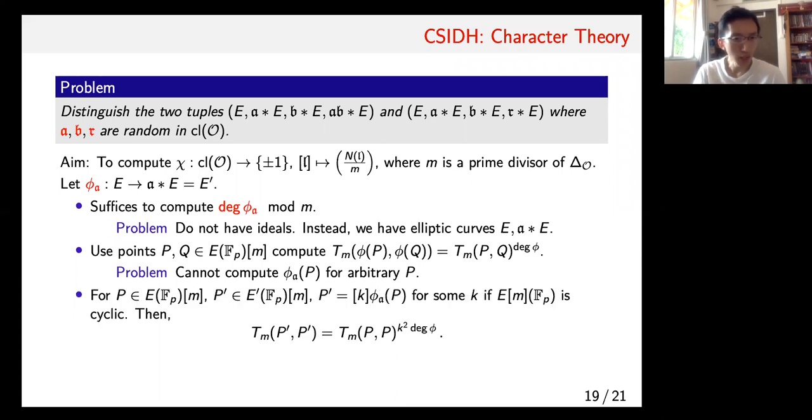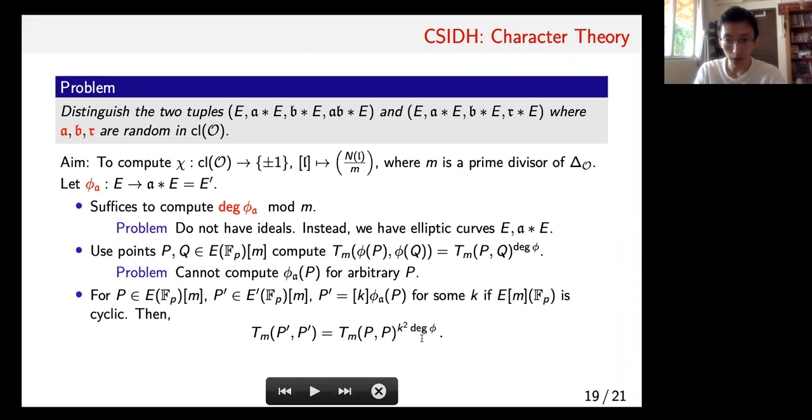So what you do is, let's take a P in E and just take a random P prime in E prime. Then I know that P prime is going to be some scalar multiple of P under the map. This is under the assumption that the group they're in is cyclic, and you can see why it's cyclic in the paper. It's important to know that this is cyclic, and therefore we do have this relationship. So if this is true, then we can evaluate P prime under the Tate pairing, and we have this relationship. So we have the degree of phi.